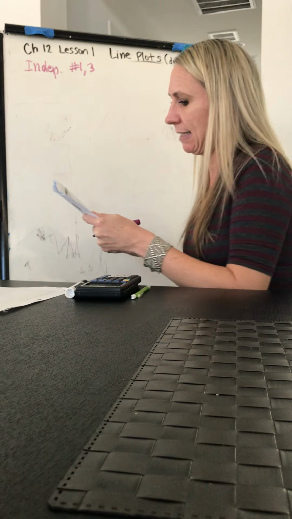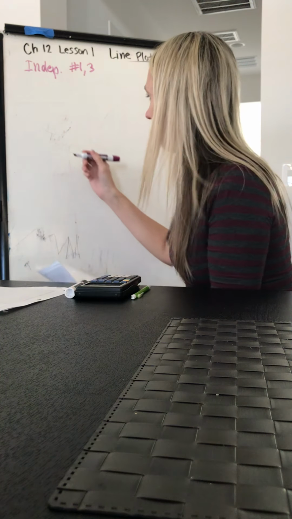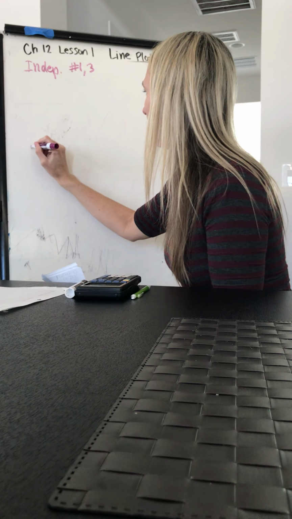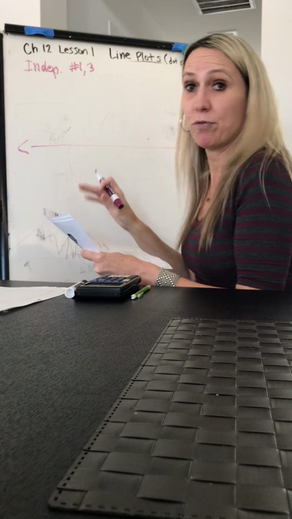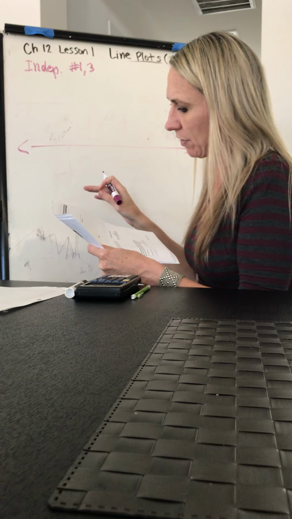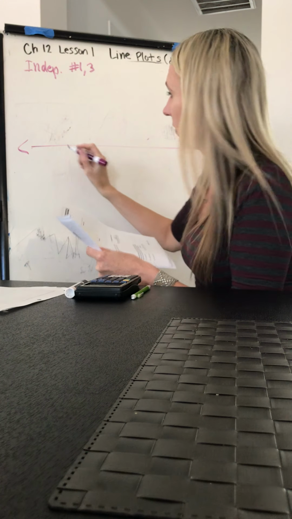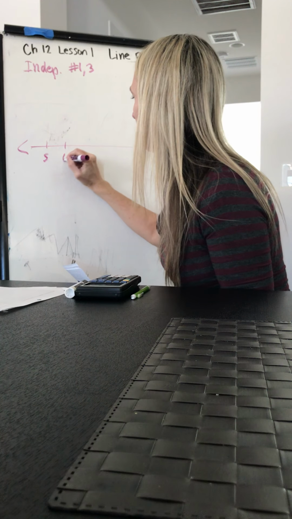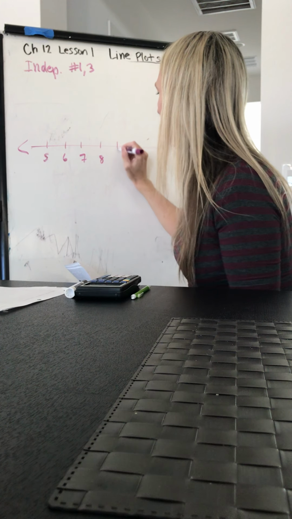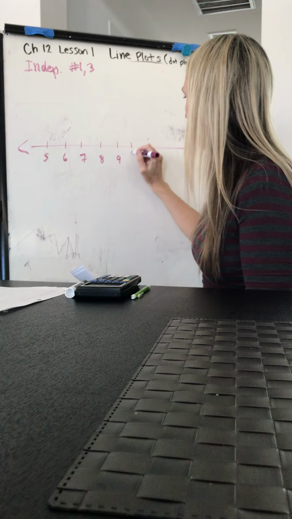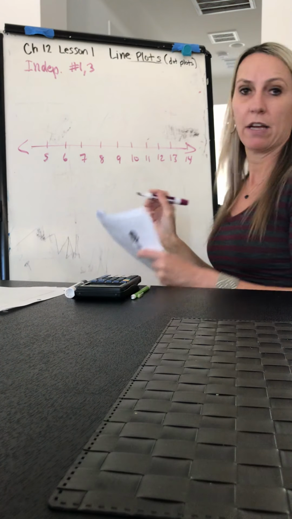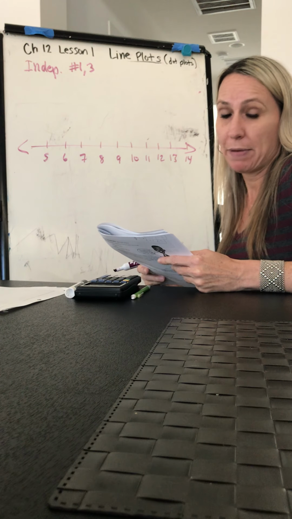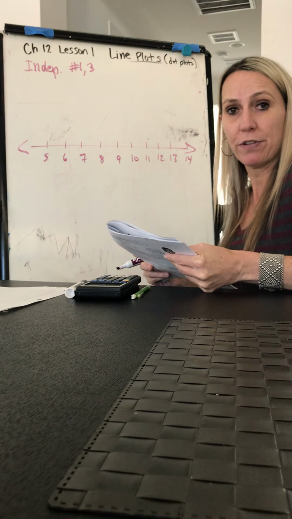So I'm going to list this data. Here's a line plot, and it writes it for you. It does 5, 6, 7, 8, 9, 10, 11, 12, 13, 14. Okay, so that's drawn for you. And then it asks you to make a line plot using this. So I'm going to go through the data. They list it for you.